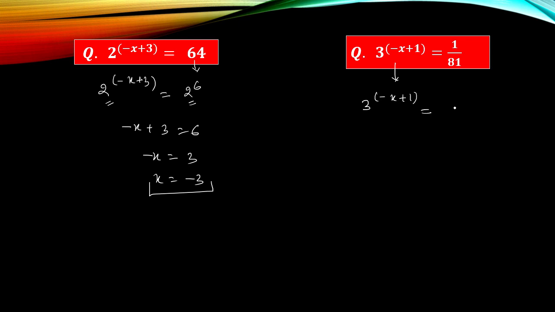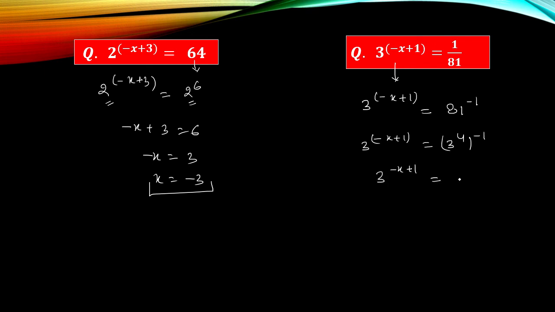Now 1 upon 81 can be written as 81 raised by minus 1. Now we are changing the RHS. We are writing 81 as 3 raised by 4 and whole raised by minus 1. Keeping LHS as it is, so it should be 3 raised by minus x plus 1.